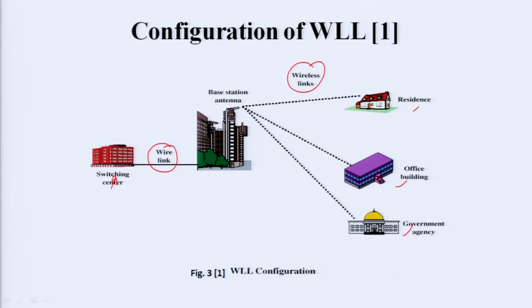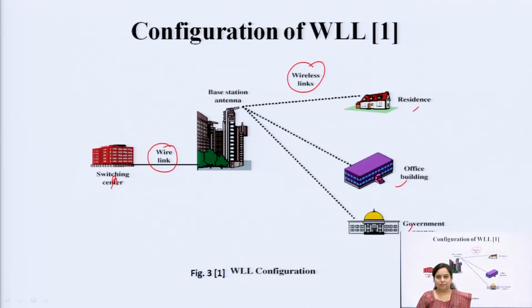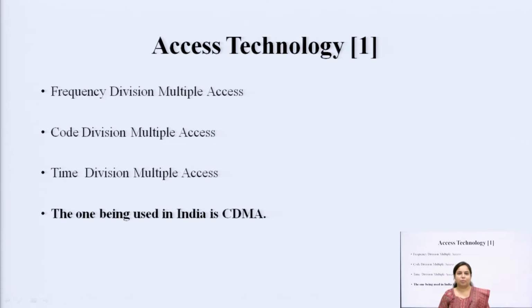So, you can see from this diagram that when the distance between the two regions that you want to connect is very small, then a wired connection is required, and when it is quite large, then a wireless connection is required. Now, access technology. There are different types of access technologies: frequency division multiple access FDMA, CDMA, and TDMA. The one which is used in India is CDMA.